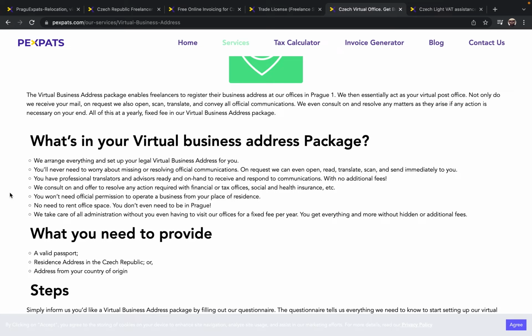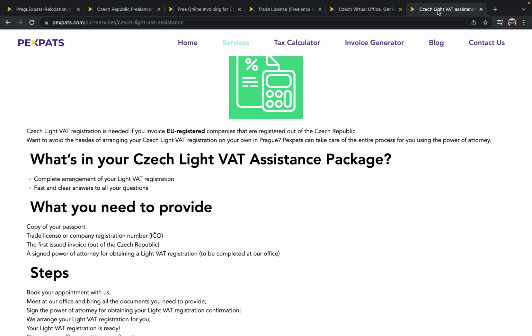Another package we have is for the trade license with Light VAT Registration. Again, this is for freelancers who intend to invoice EU-registered business clients outside of the Czech Republic. Now, you probably do not need to do this step at first. This is because Light VAT registration is only possible after you have your trade license. Then, before you create the first invoice for an EU-registered business client, you must register for Light VAT.